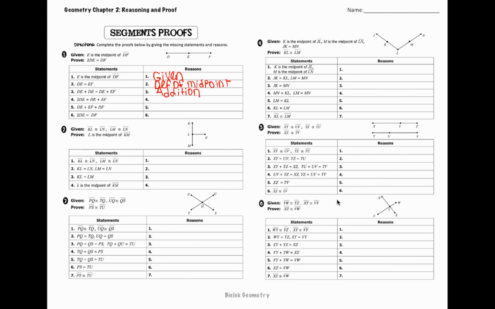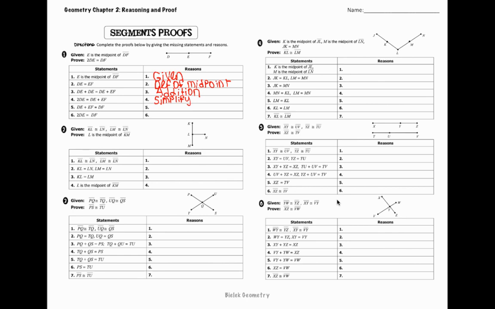Okay, so then we know that 2 times DE is equal to DE plus EF. And so they just combine like terms on the left side. So we would just call that simplify. Anytime they're not changing what is on each side, they're just combining like terms, that's simplify.